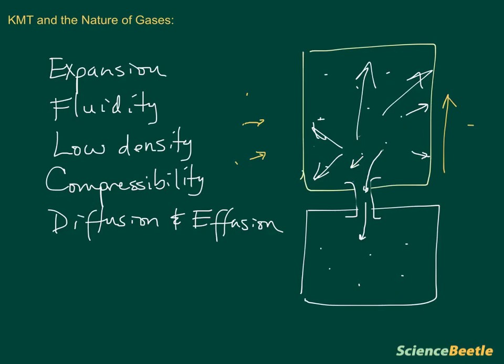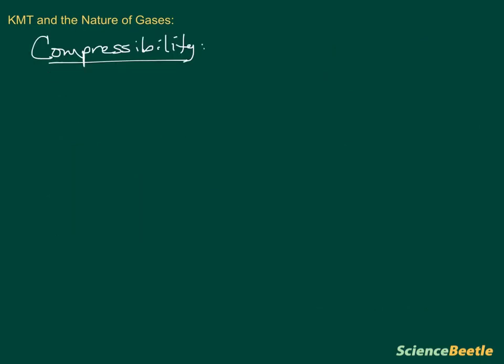The last two here are compressibility, diffusion, and effusion. And let me go ahead and create a new screen, and I'll explain what those two are. Compressibility is the ability of a gas to essentially be compressed or to have its volume reduced from a larger volume in which it occupies into a smaller volume. So let me provide you two examples.